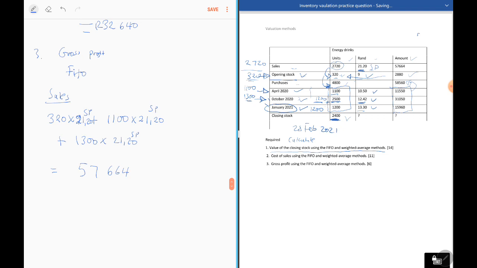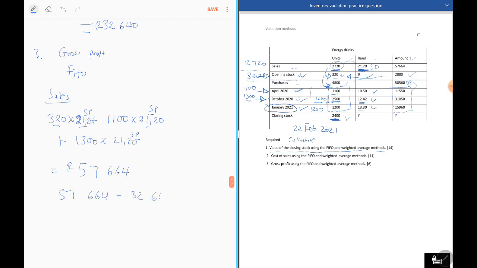because even if you took the 2,720, since the selling prices are the same, the reason I did this is because sometimes the prices might be different. The selling price for the opening stock might be different from the selling price of the April stock and October stock. So you must do this method. But since the selling price is the same, you can just take the 2,720 and multiply it with the 21 rand 20. It will give you this. But this is done for purposes if the selling prices here are different, right? Fine.